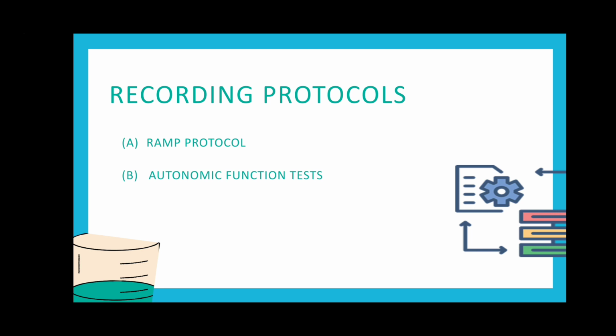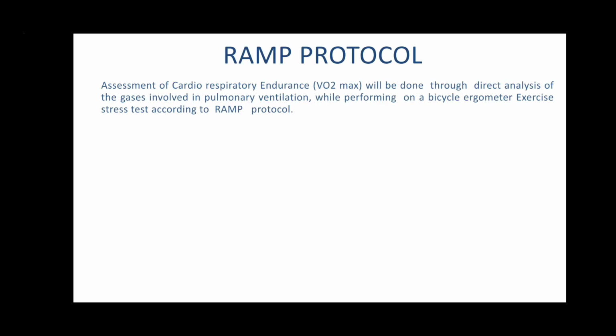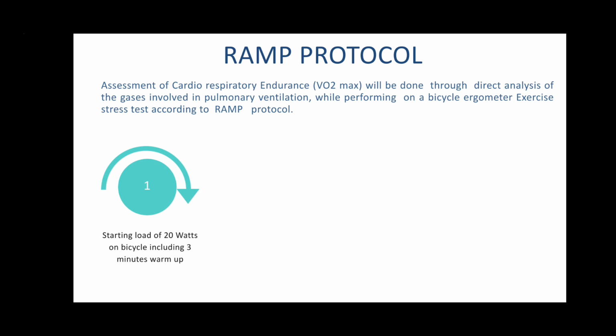These are the recording protocols. The first one is the RAM protocol for estimation of VO2 max, and the various autonomic function tests, which include sympathetic and parasympathetic tests. The RAM protocol assesses cardiorespiratory endurance through direct analysis of the gases involved in pulmonary ventilation while performing a bicycle ergometer exercise test. In this protocol, we have a starting load of 20 watts on the bicycle, which includes a 3 minute warm up. Next, we proceed with an increasing load of 10 watts per minute until exhaustion.